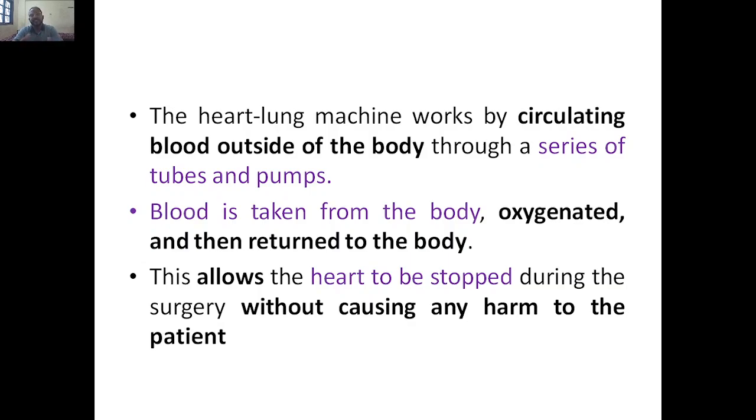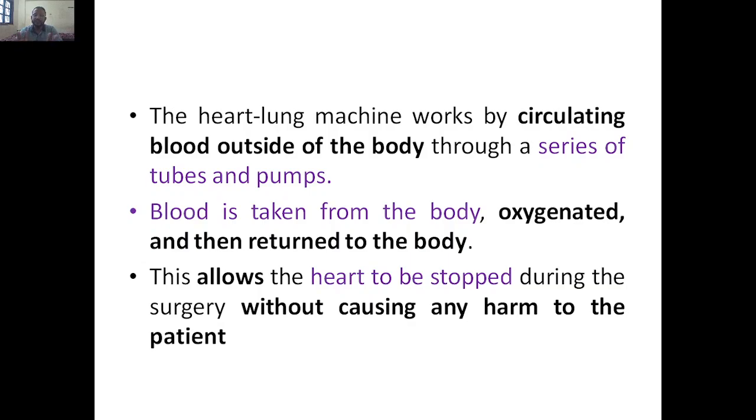The blood is taken from the body, oxygenated, then returned back to the body. That means you take the blood from the body, give oxygen to it, then return it. You take the blood, it gets oxygenated by the function of the lung, and then you put it back. This allows the heart to be stopped during the surgery without causing any harm to the patient.